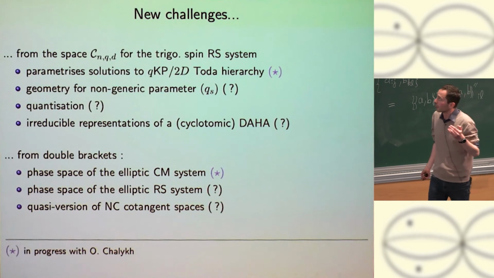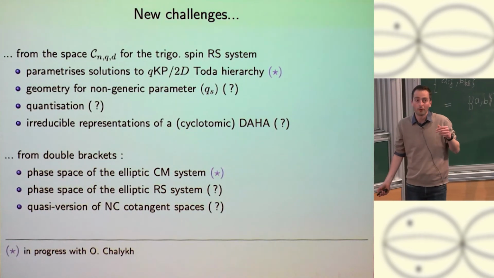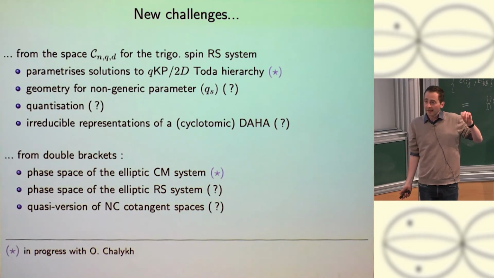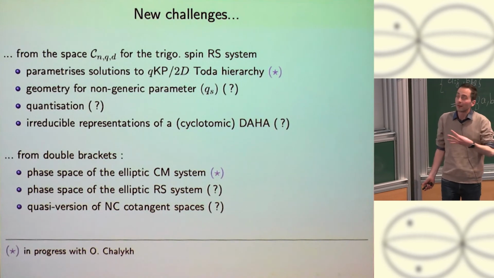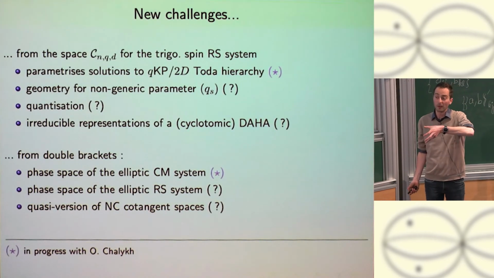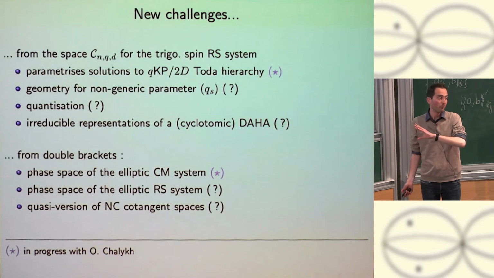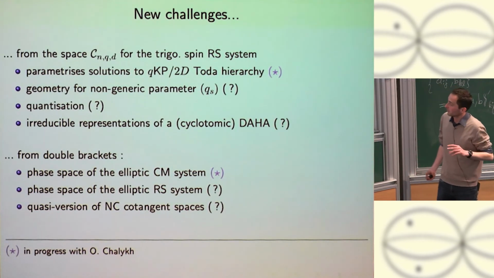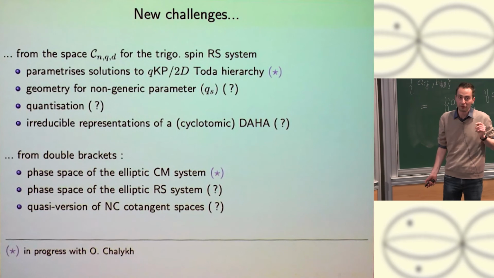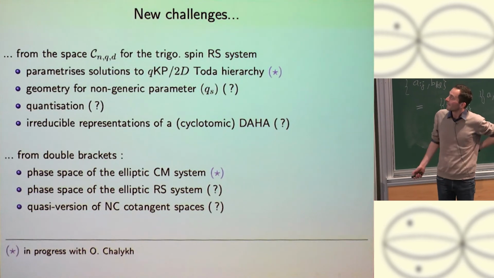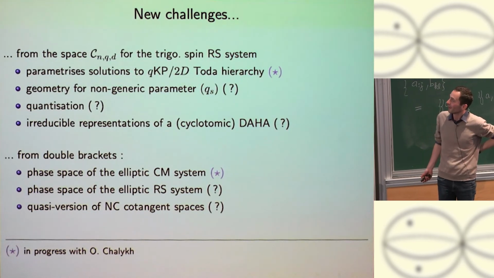But again, you could hope to have more, really. It means that you could hope to have some more general solutions of these hierarchies, for example, with the Z_m symmetry, in which you would have a relation with the cyclic quivers. And we have some results in that direction with Chalykh, but again, there is still a lot of things to do.